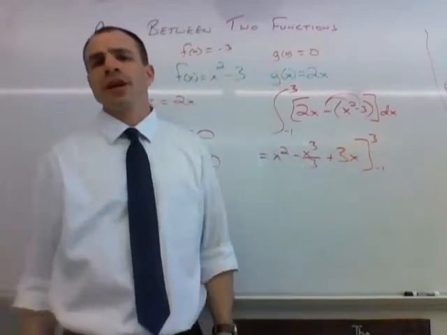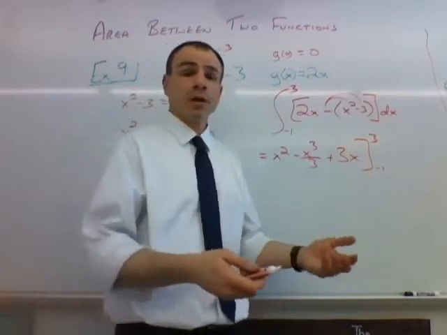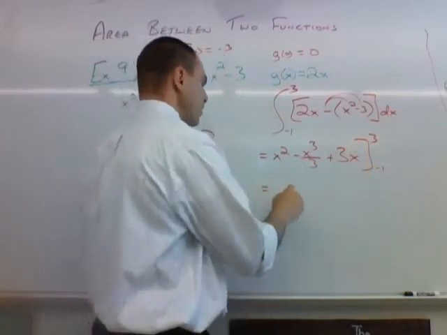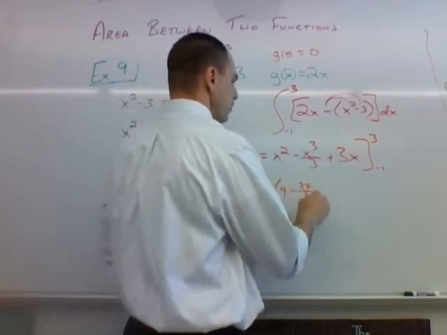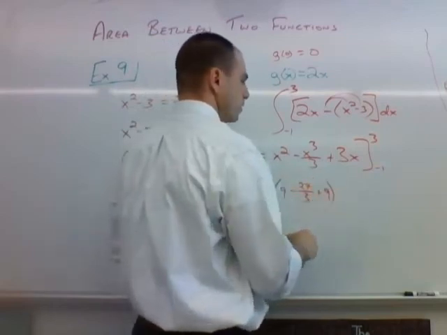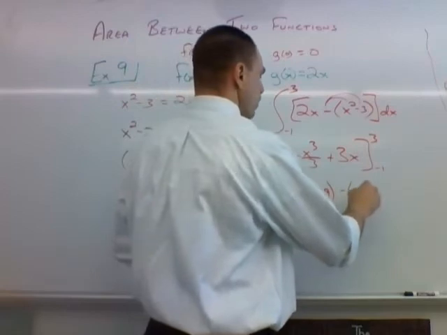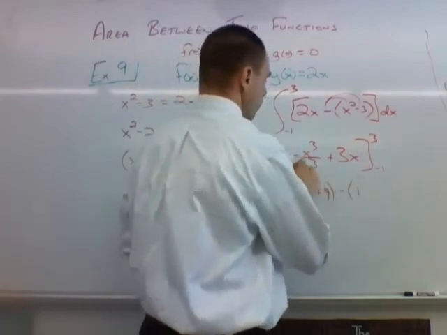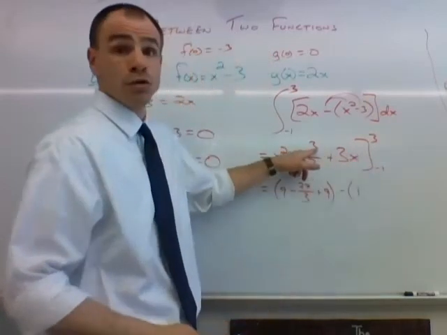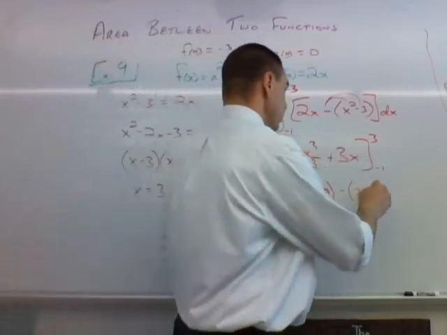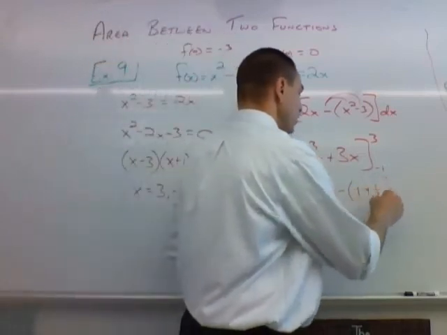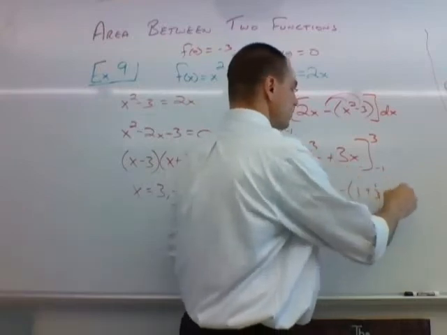So a little bit more difficult this time. No zeros and ones that we're plugging in. Got to punch in these numbers, and when we punch in 3, we're going to end up having 9 minus 27 over 3 plus 9. And when we plug in negative 1, we're going to have 1. And then watch this. Negative 1 being cubed is negative 1, but then we're subtracting it, so we're actually adding. So we have plus a third, and then we have minus 3.